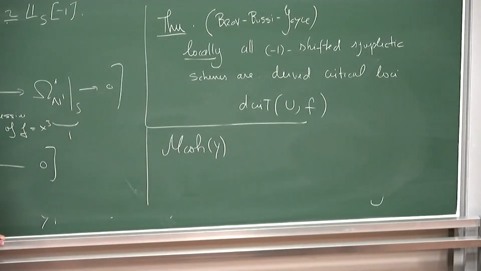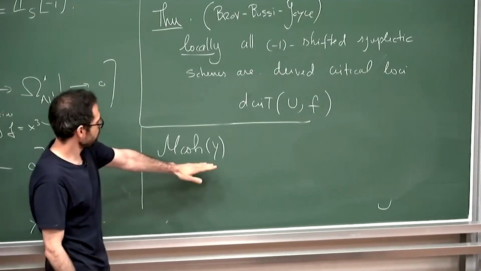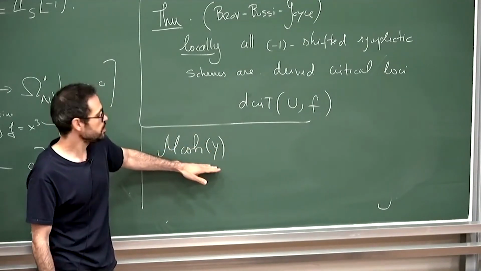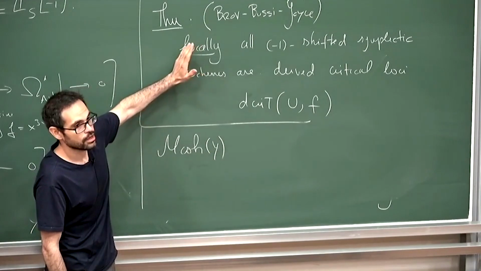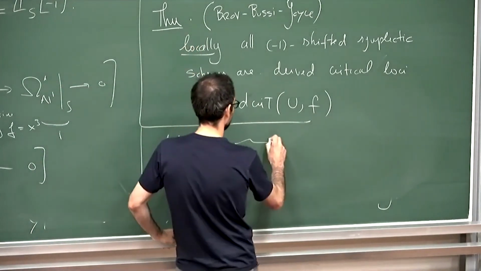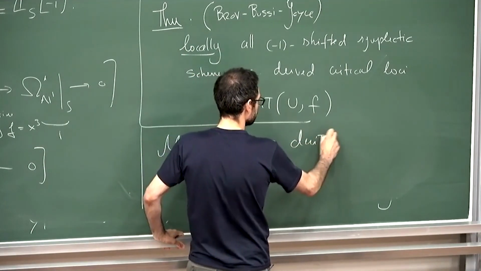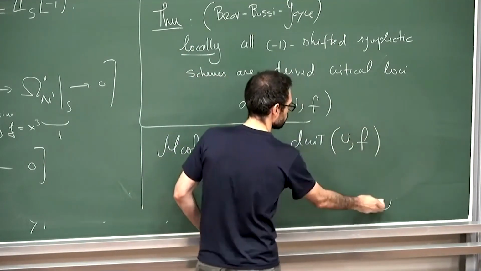And because of what I just told you, this guy is minus one shifted symplectic. There's a theorem. I will not tell you why. Let's just assume it. And because of this local form, this is locally some derived critical locus, or some function on some scheme.